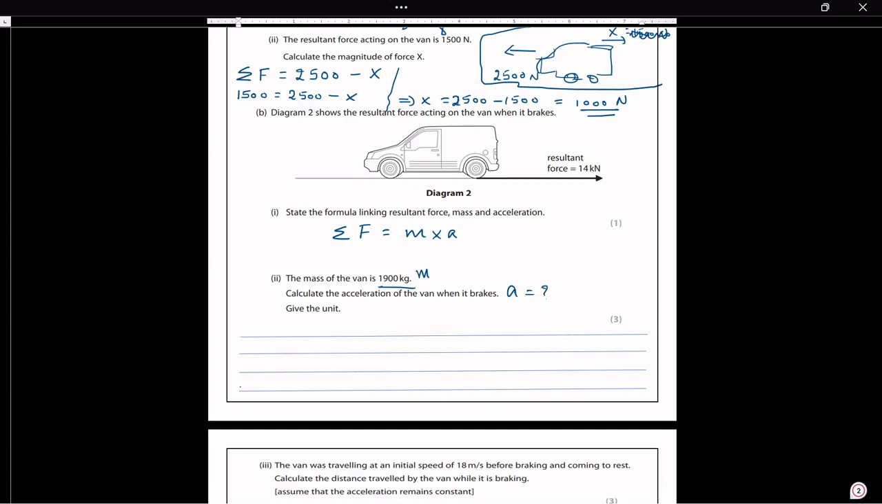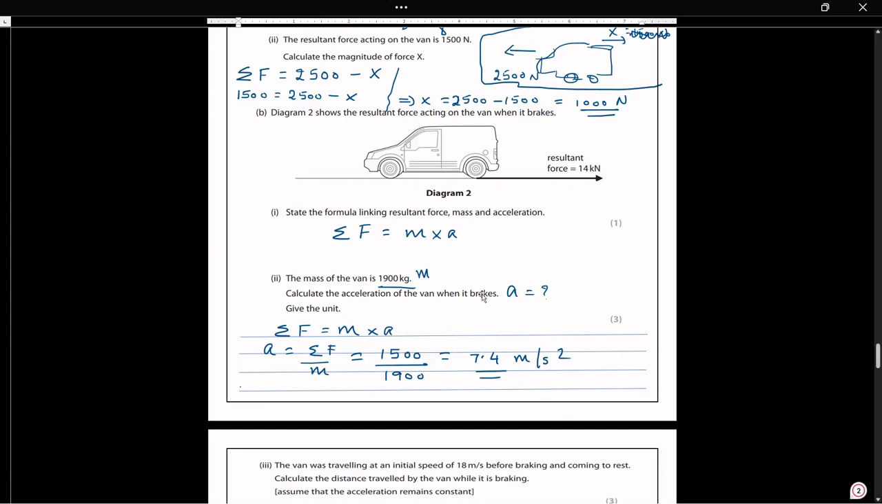We know that the resultant force is the product of mass and acceleration. Therefore, acceleration is resultant force over mass. The resultant force is already given as 1500, and the mass is 1900. On calculation, this will give you an answer of 7.4 meter per second square. Please make use of your calculator. It is 7.4 meter per second square.